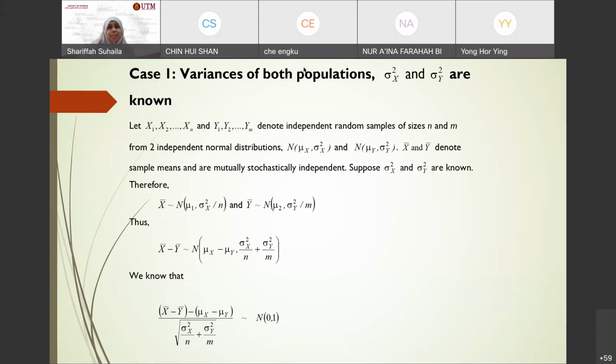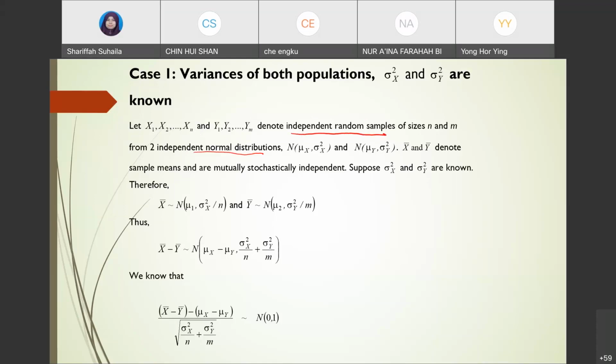So when we start to derive, again, you have your random sample X1, X2, up to Xn, and also Y1, Y2, up to Ym. Two different sample sizes, but they are independent. The keyword here is that they must be independent random samples. You take size n and size m, taken from two independent normal distributions. So write down what your normal distributions are.